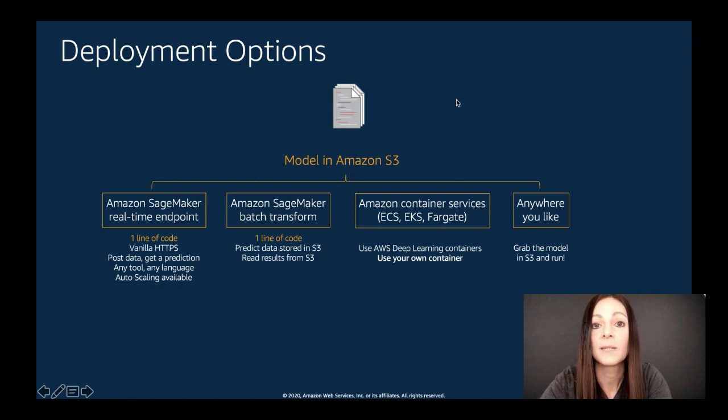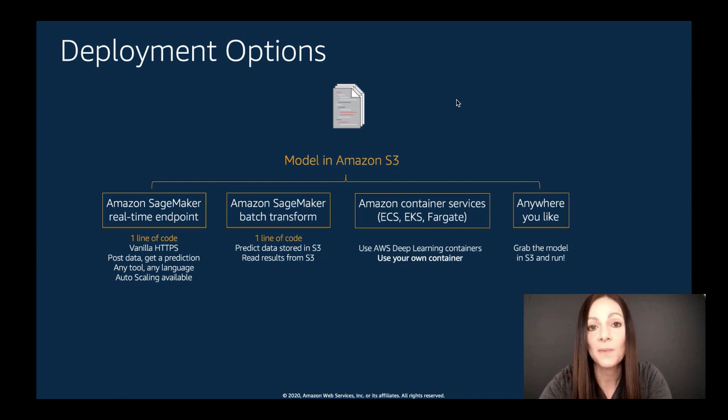Let's have a look at the deployment options. So once your model is stored in Amazon S3, again, you have a variety of options here. You can use the Amazon SageMaker real-time endpoint, which is really one line of code to get your model out in production. Another option, if you're doing batch inference, is to use Amazon SageMaker Batch Transform. It predicts and stores the data again in S3.